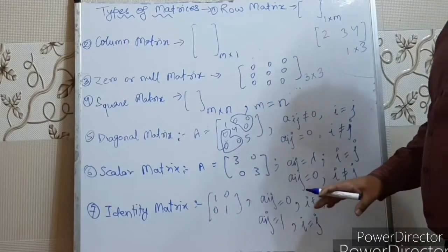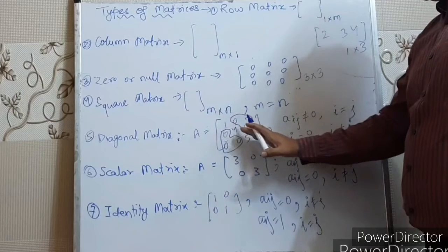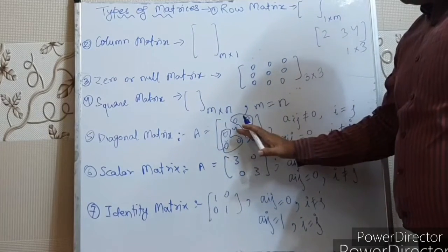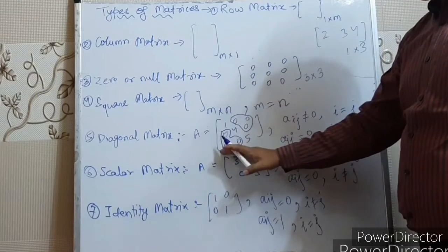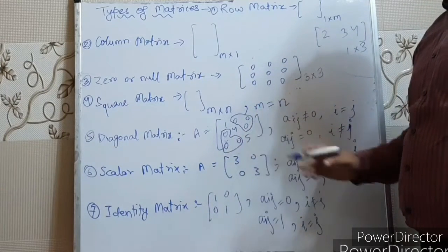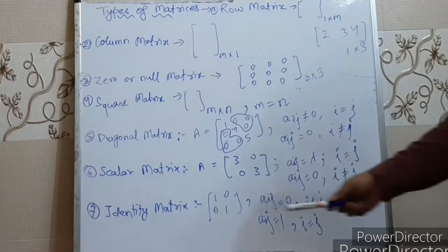From the position of the diagonal, if you see that all the elements below the diagonal are zero, that will be called an upper triangular matrix. Understood, kids? Next is scalar matrix.